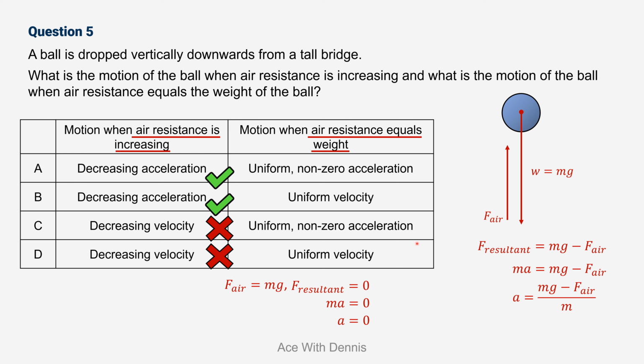From here, we can say that option A and option C are incorrect because they mention non-zero acceleration. Option B and option D are correct because it is a uniform velocity. Since there is no acceleration, we have uniform velocity. Hence, the answer is B. Motion when air resistance is increasing gives decreasing acceleration, and motion when air resistance equals weight gives uniform velocity.